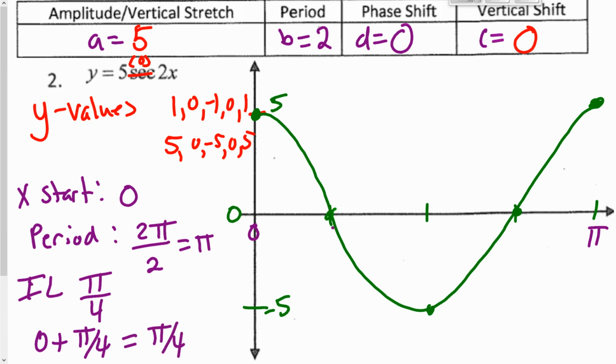So this is our second dash would be pi fourths. Add another pi fourths, we get 2 pi fourths. We get 3 pi fourths. And we get pi. So there you go, just like that.